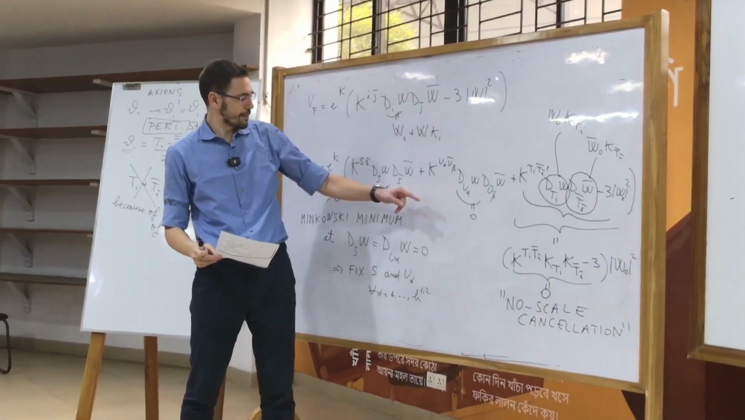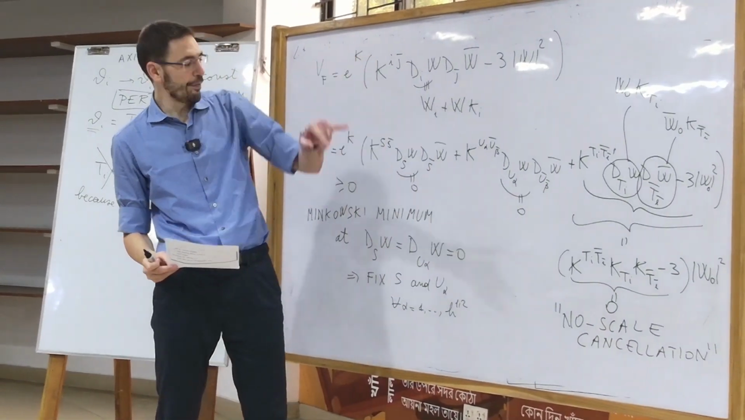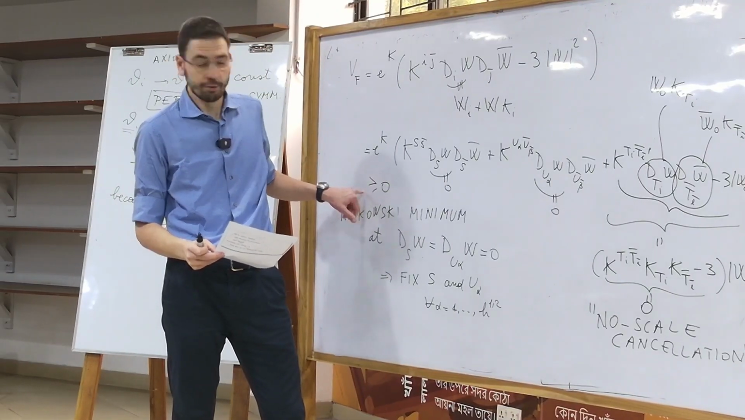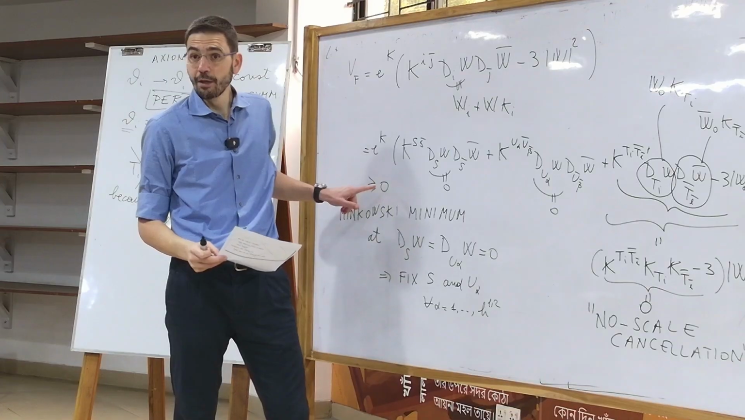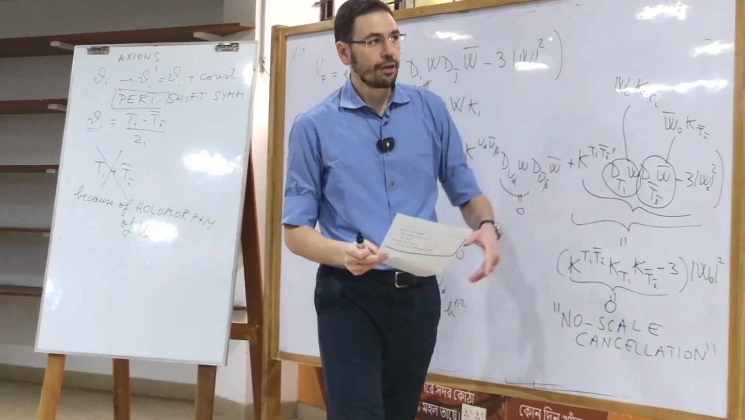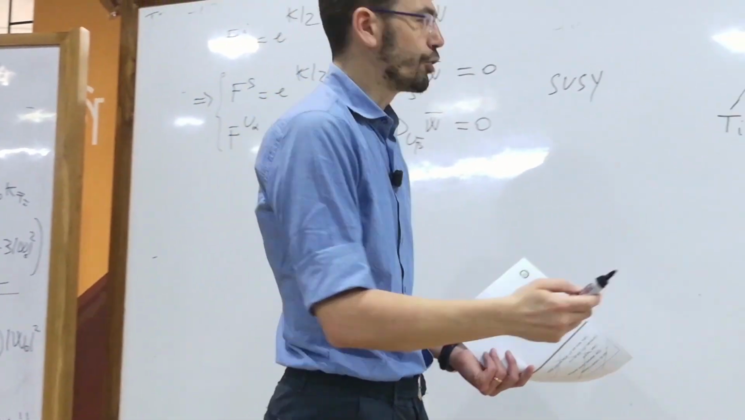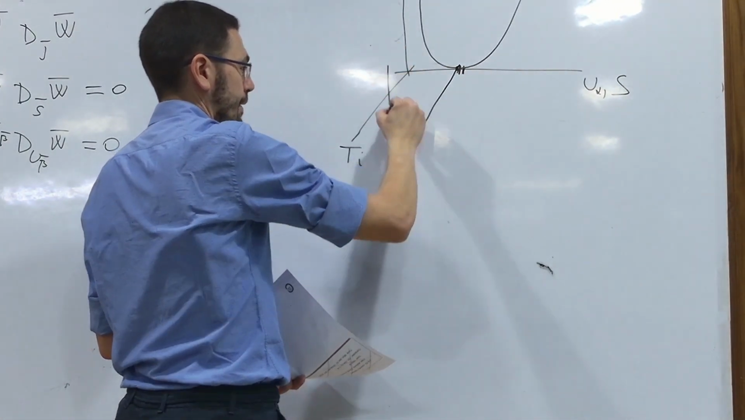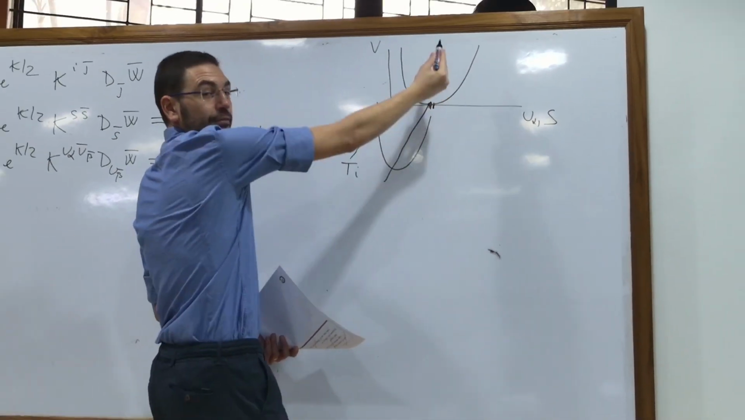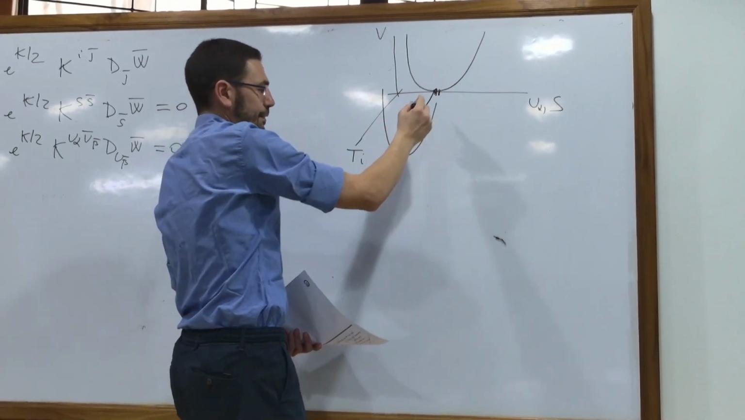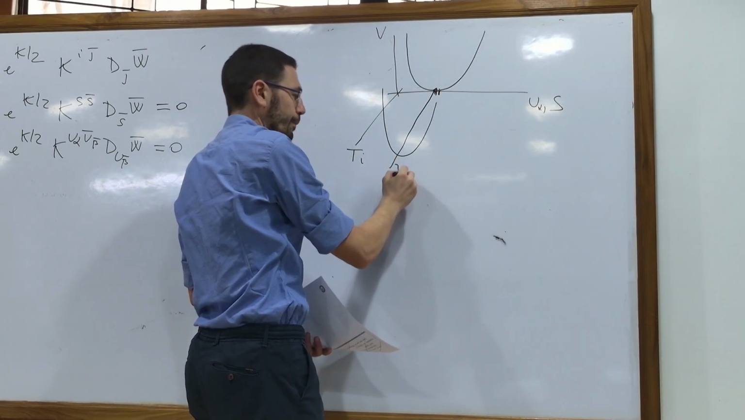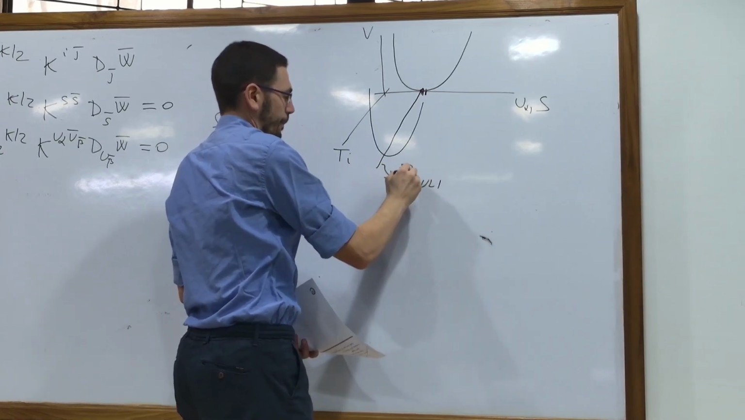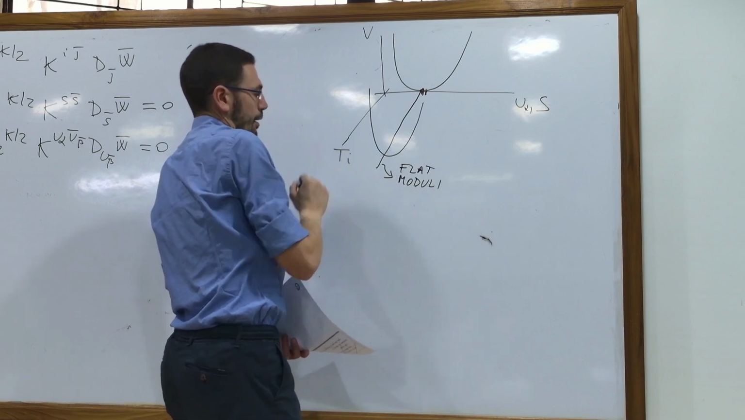So once I sit at the minimum for U and S, this potential becomes equal to 0 exactly. So this means that the T's are flat directions. So they don't see any potential. So this potential is like a trough. So it's something like this, right? And this direction is flat. So this is still a modulus, or several, because they are flat moduli because there are several of them.